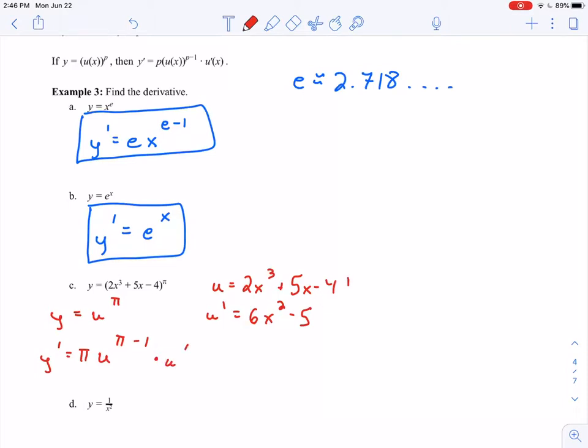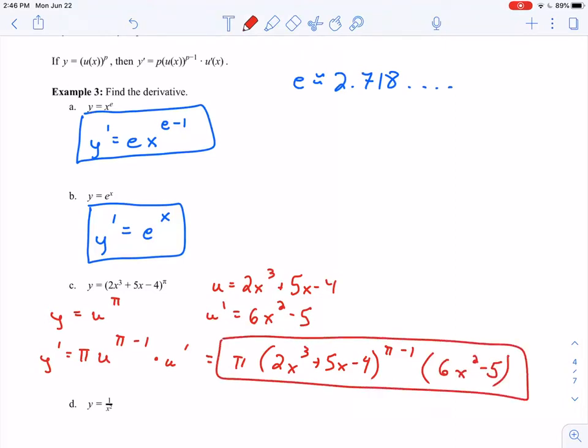So now we'll go ahead and plug in our u and our u prime, rewrite this derivative so that it's in terms of x. So I have pi times u, that's 2x cubed plus 5x minus 4 raised to the pi minus 1 power, times u prime, well, that's 6x squared minus 5. I would probably just leave my answer like that. You're really not going to simplify much beyond that. I think that's a good place to stop your answer.